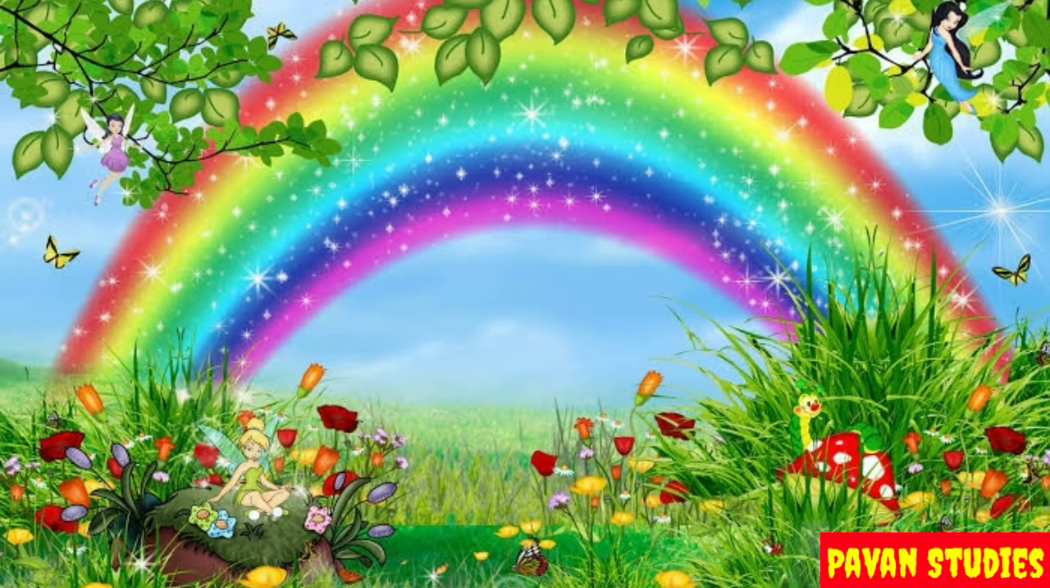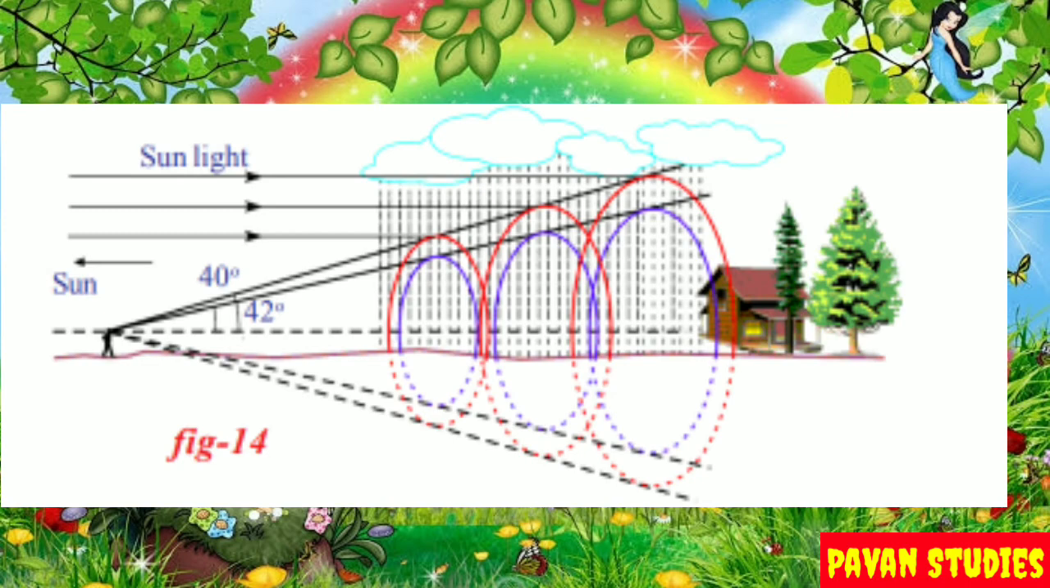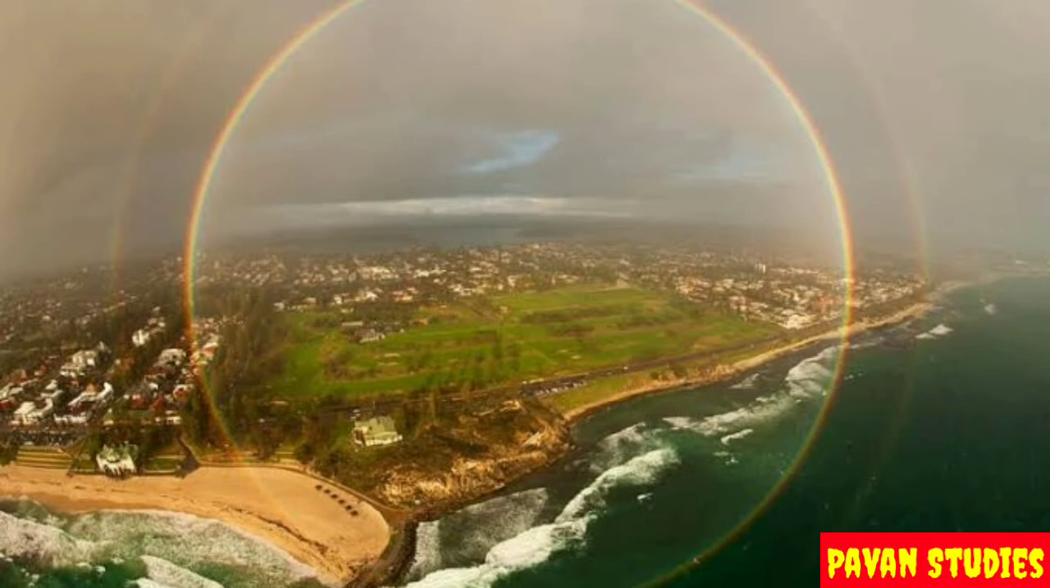Do you know what the shape of the rainbow is? It is not a semicircle as you see it, but a three-dimensional cone. See the following figure, and you can easily understand how we see the rainbow. Do you know what the shape of the rainbow is when seen from an aeroplane? Yes, it appears as a complete circle, as shown on the screen.